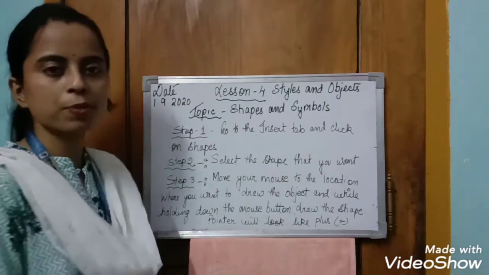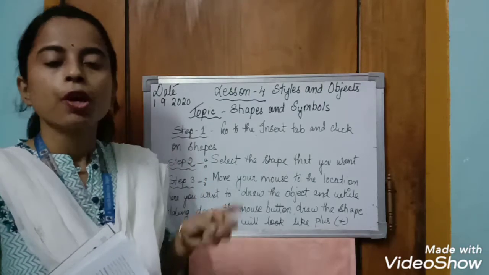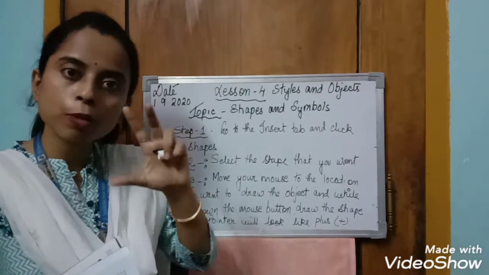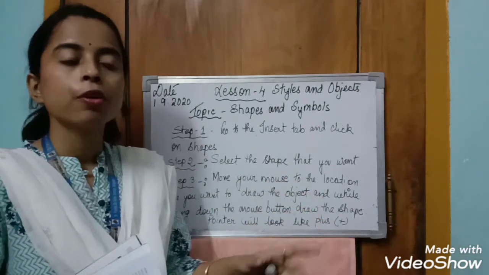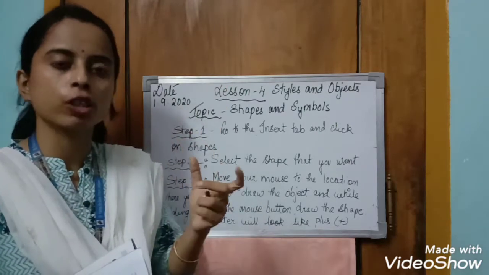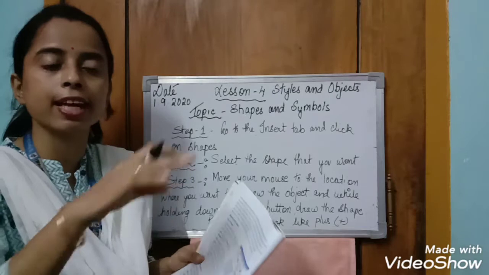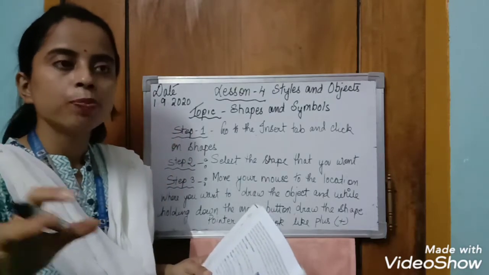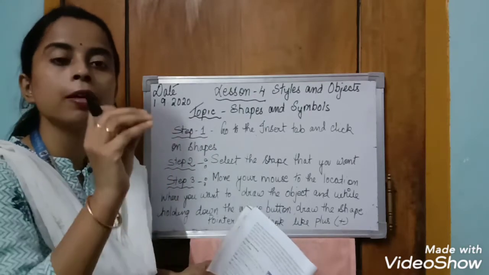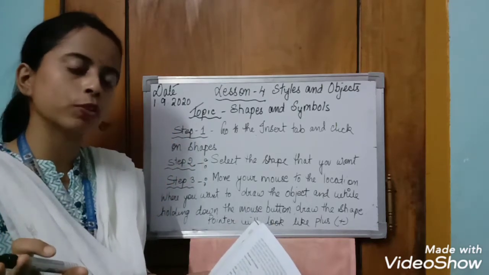So, the topic is what? Shapes and symbols. Now, children, in Microsoft Word, we can change the appearance of the text. We can change the format. We can do the formatting effect. We can change the writing style of the text. We can change the size of the text. We call it font. We can change the color, the text size, and the appearance. Then we can do the alignments. Then bullets and numbering we can do. So we can do formatting changes in Microsoft Word.